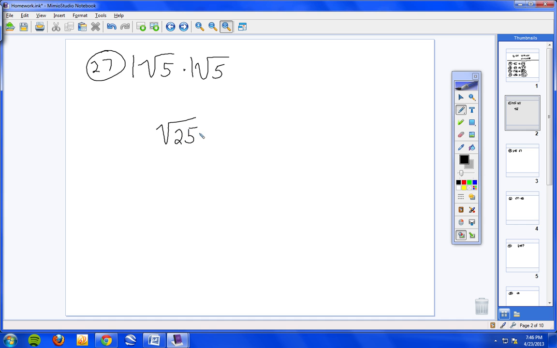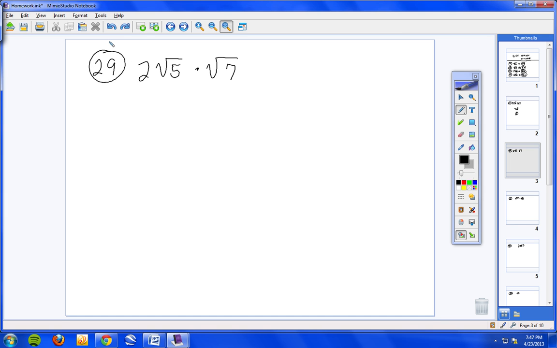Well, students, I'm not going to simplify that. I'm going to solve it. I know the square root of 25. So the square root of 25 is 5. We know that. It's not square root of 5. The square root of 25 is 5. All right, number 29.